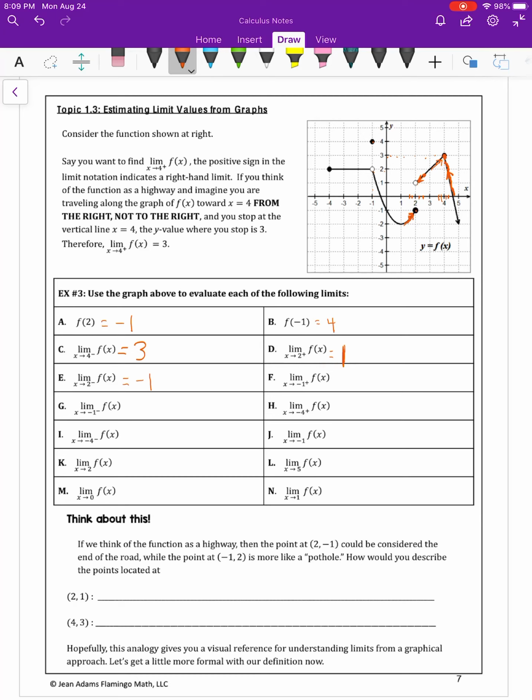Letter F, the limit as x approaches -1 from the right. So I'm approaching -1 from the right. So I'm putting values in, and there they are. And so basically you're moving this way along the function. You can see it's approaching 2. So this one is going to be 2. Oops, sorry. Put it at the wrong one.